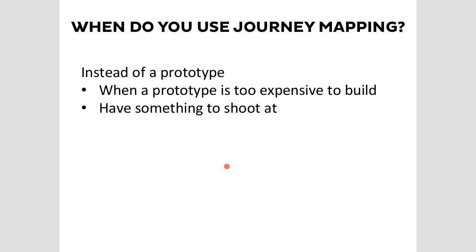And you can use it instead of a prototype. So when a prototype is too expensive to build, what you can do is just use the journey map as a prototype, map out what it is that you want to build, and then it gives the team something to shoot at. It gives the team something to actually be looking at and talking about, rather than having already built quite a lot of things online.